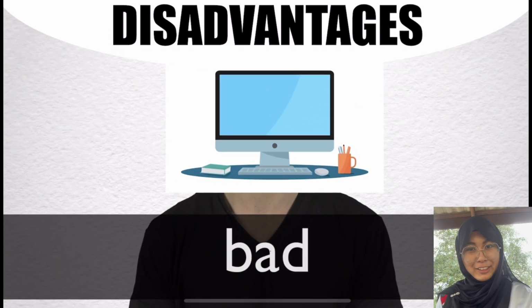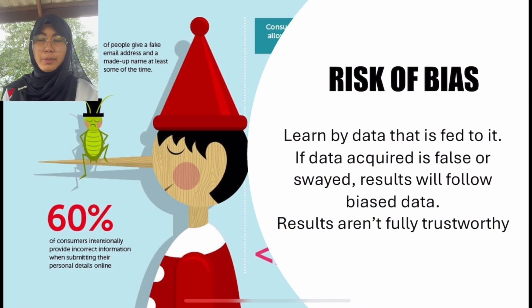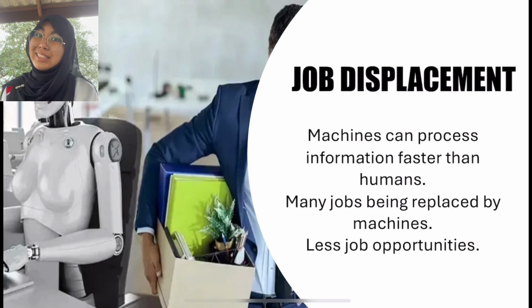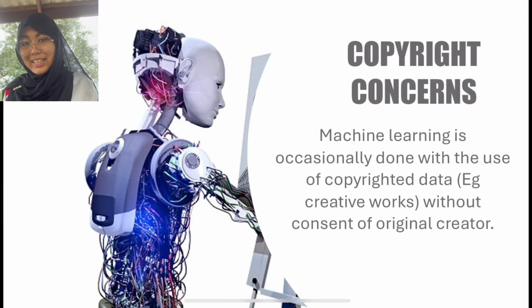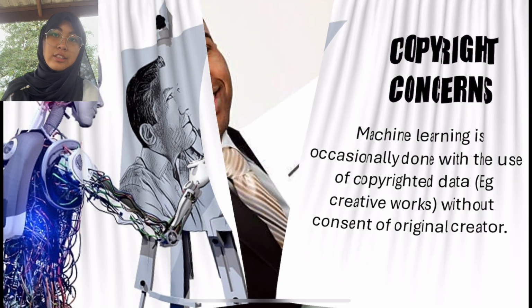Now, onto the disadvantages of machine learning. The first major disadvantage is a high risk of bias, especially when the data provided to the machine is either insufficient or incorrect altogether. What this can do is skew the data one way or another. Next, we have job displacement because jobs that used to be done by humans are now being done by robots. Lastly, we have copyright concerns because some machine learning models use copyrighted data without the consent of the original creator.